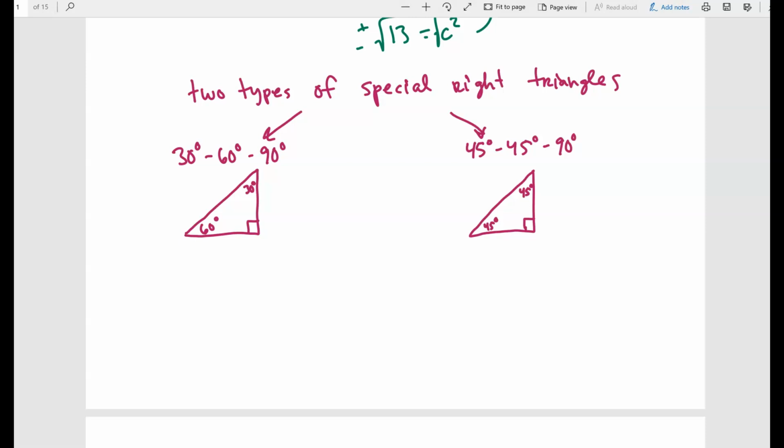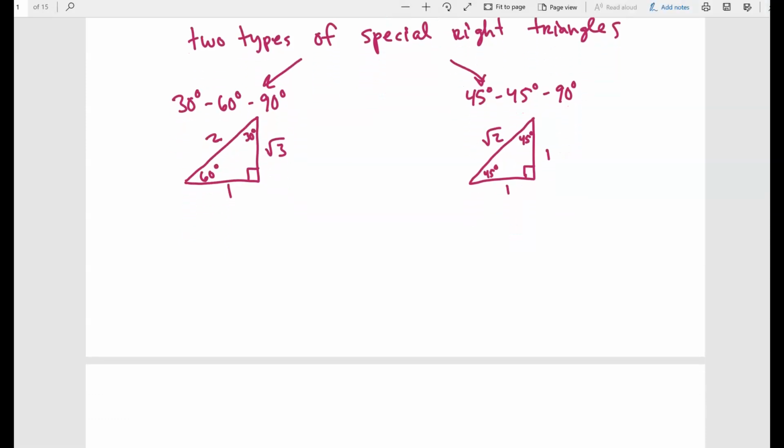Well, if we have a 30, 60, 90, we basically know what the lengths of these triangles are. So, for example, this is 2, this is square root of 3, and this is 1. And for a 45, 45, 90, this is 1, this is 1, and this is square root of 2. Now, why? You probably are wondering. Well, here's a little derivation of why this is true.